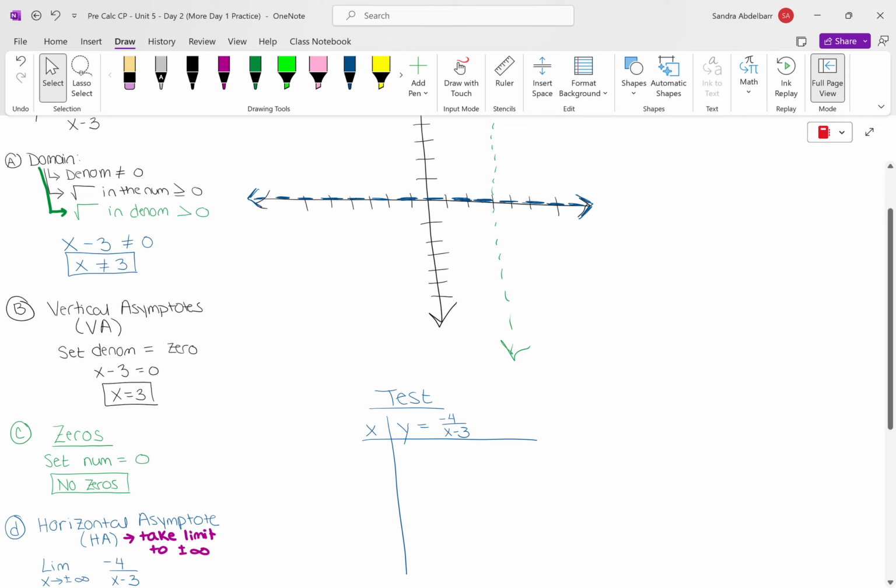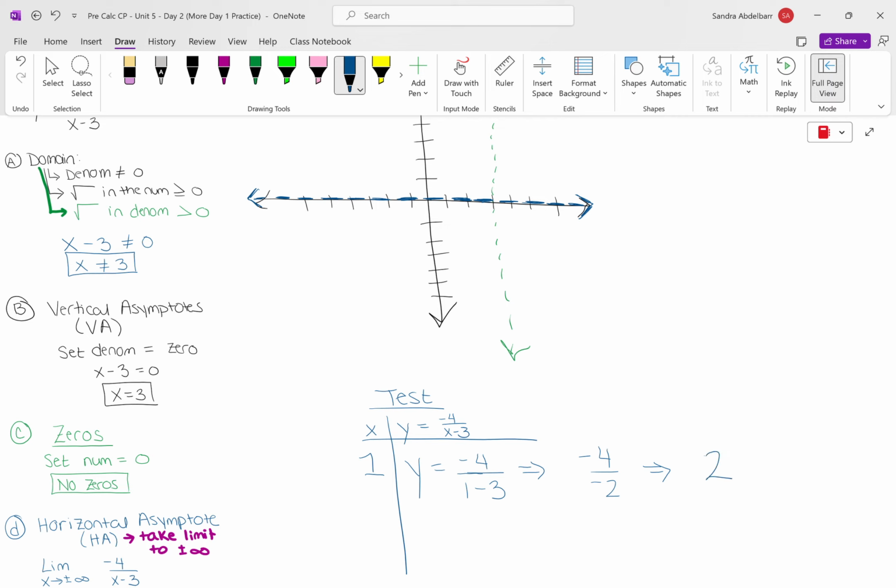So now I'm going to test a point to the left of our vertical asymptote. Let's test 1. Are you guys okay with that? So I'm going to test x equals 1. I plug in 1, so -4 over 1 minus 3, and then I simplify it. So I get -4 over -2. What's -4 divided by -2? +2. So I'm going to have the point (1, 2), which is right over here.